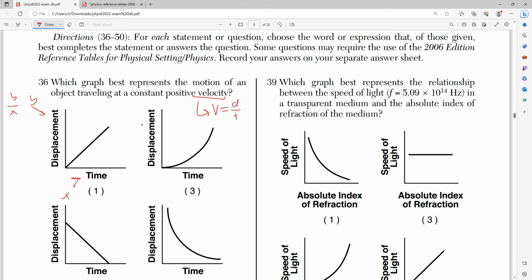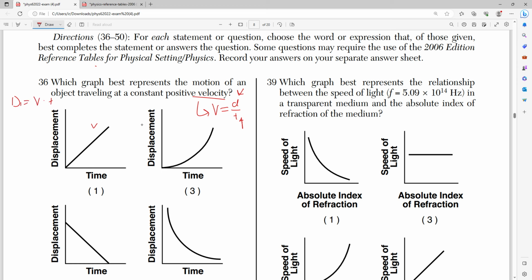So really, what I can say is that our slope here is going to be displacement over time, or d over t. And if our slope is displacement over time and velocity is equal to displacement over time, I know that my slope here is going to be v. And because I know that my slope is v, I could write the formula displacement, or d, is equal to v times t.